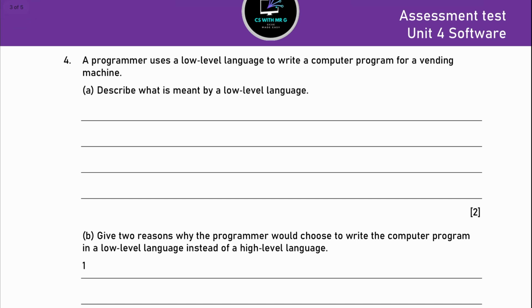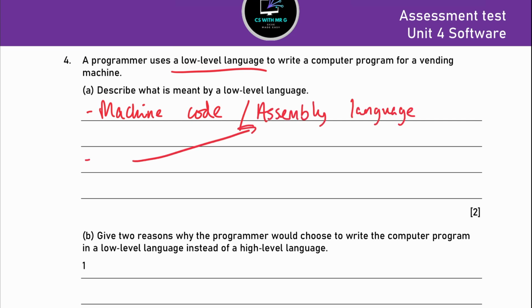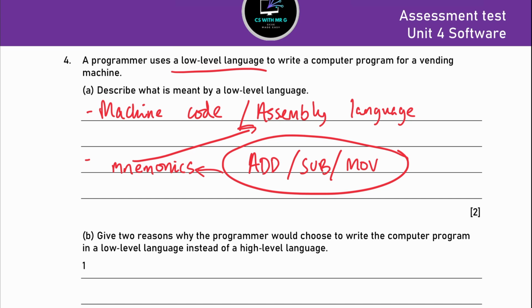Question 4a. A programmer uses a low-level language to write a computer program for a vending machine. Describe what is meant by a low-level language, and this is one of the trickier units within Unit 4. So what I advise to do here is think of the examples of low-level languages. If we think back, the lowest level language we have is machine code, which is basically binary, or we have assembly language, which is the one that uses that funny word, mnemonics, and mnemonics are the shortened words, things like add, sub, mov for move. Okay, so the really short words are what we call mnemonics, and this was the example of assembly language. So that would get you the 2 marks.